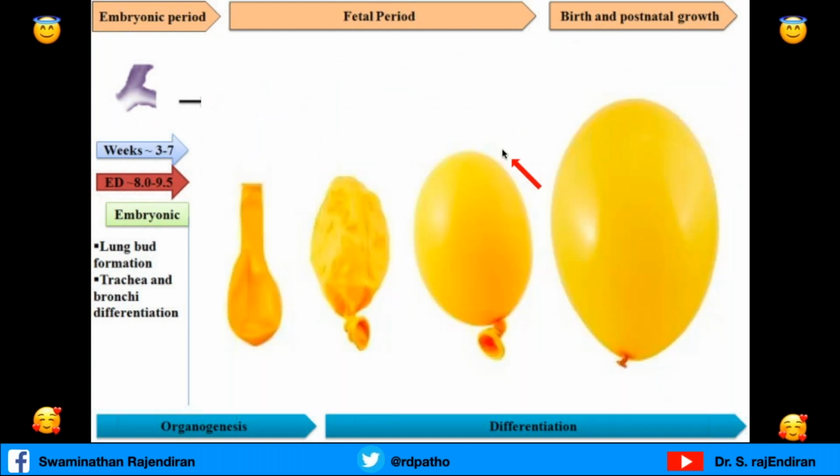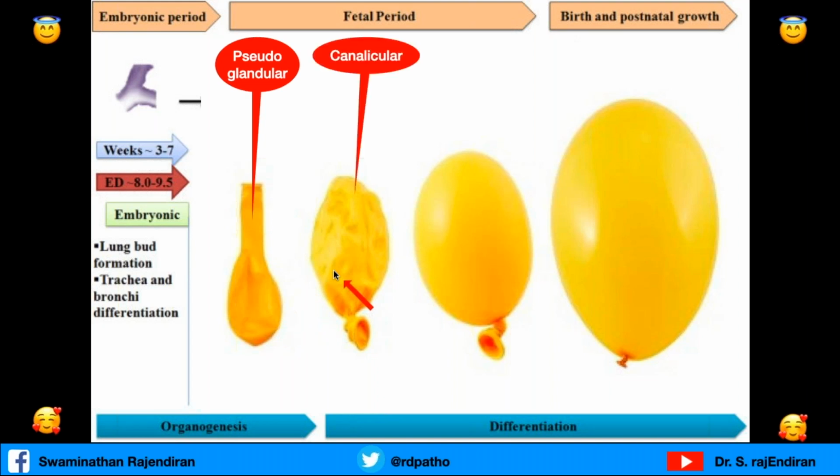How do you remember this thing? I imagine the balloon which is not at all aerated. So this is known as pseudoglandular. And when there is a mild amount of air, it slightly increases and becomes tubular in size. So it is known as canalicular.